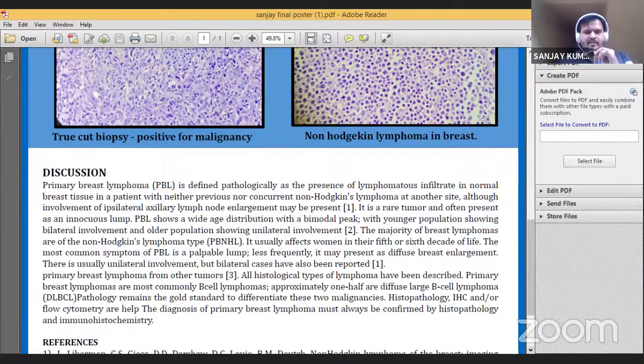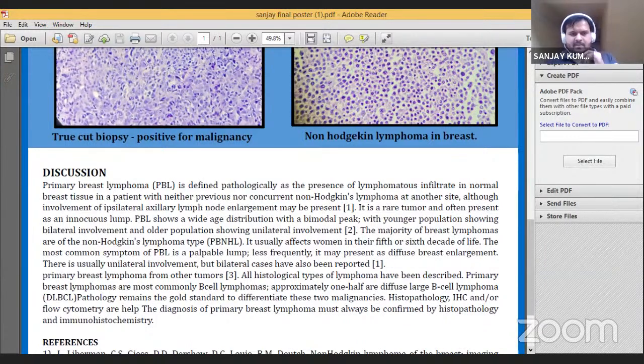The majority of breast lymphomas are of the non-Hodgkin lymphoma type. It usually affects women in their 5th or 6th decade of life. The most common presentation of primary breast lymphoma is a palpable lump. Less frequently, it may present as diffuse breast enlargement. There is usually unilateral involvement, but bilateral cases have also been reported. All histological types of lymphoma have been described. Primary breast lymphomas are most commonly B cell lymphomas. Approximately half are diffuse large B cell lymphoma.